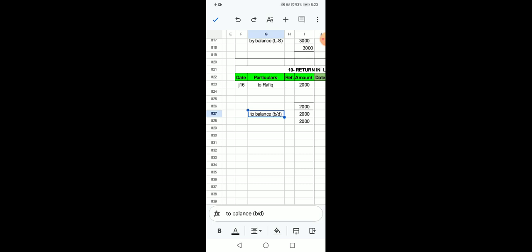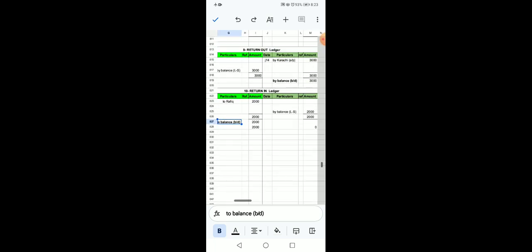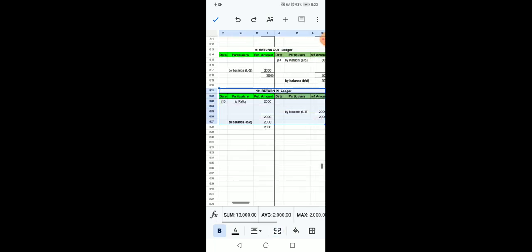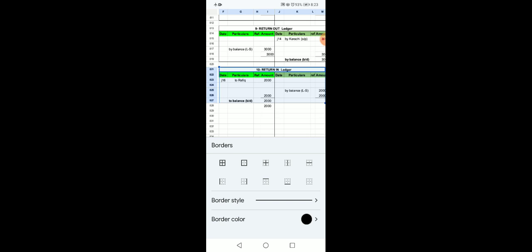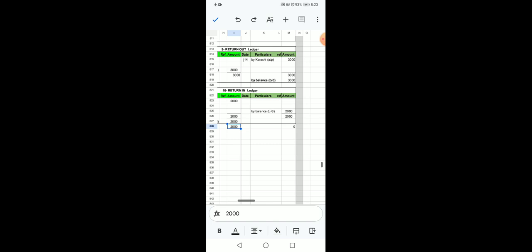The balance we have brought down, so that is why it is called balance BD. This was our requirement for the ledger. Requirement completed means ledger has been completed, so mark it as done by putting a closing line. These two sums were calculated just for the reference. Now they are not needed to be written over here. Just erase them.